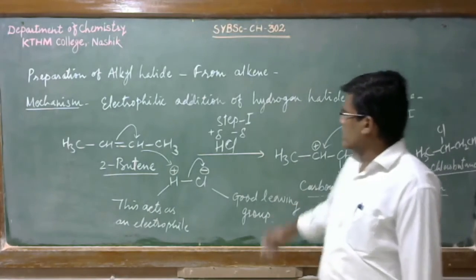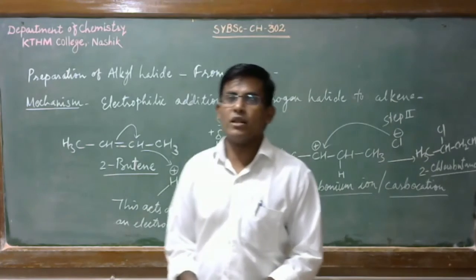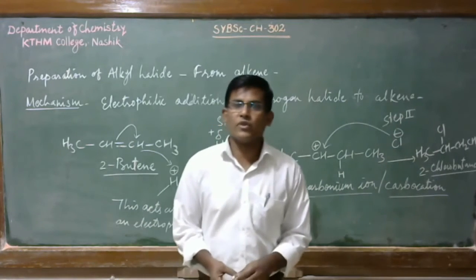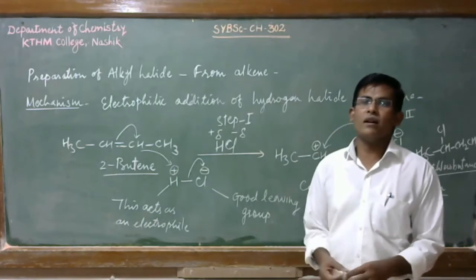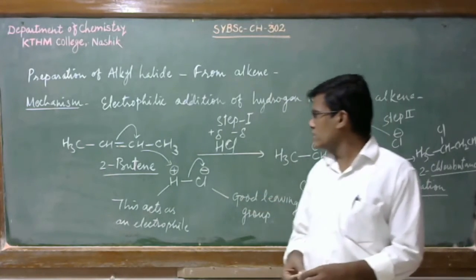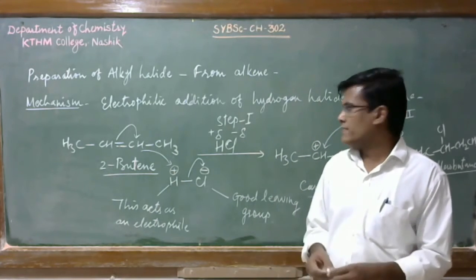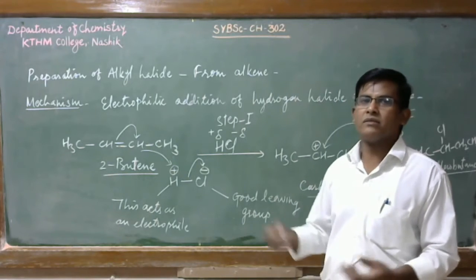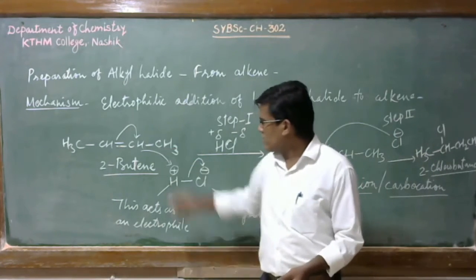So in this way we can prepare this butyl chloride, that is 2-chloro-butane. Almost all hydrogen halides can participate in this manner, but they will have different rates of electrophilic addition of that hydrogen halide. So in the first step, what will happen?